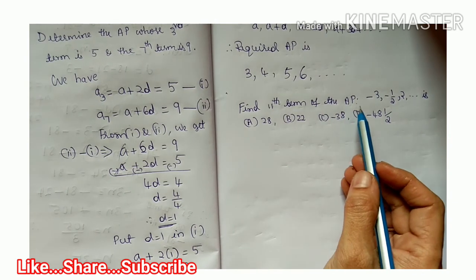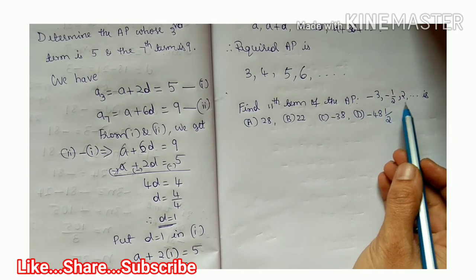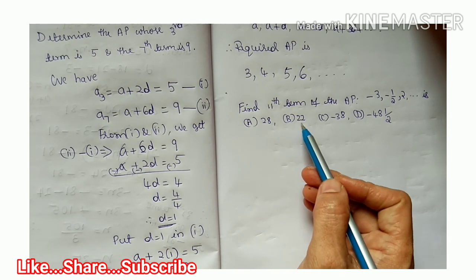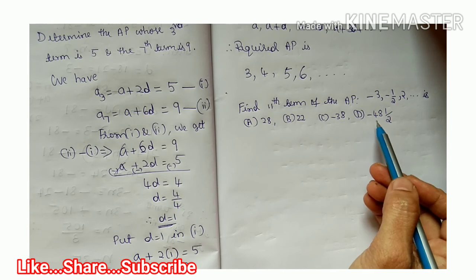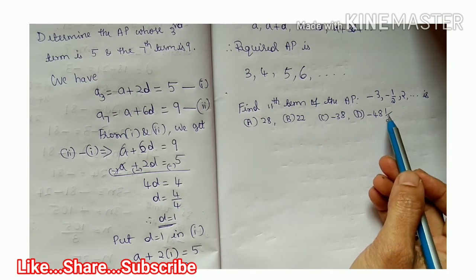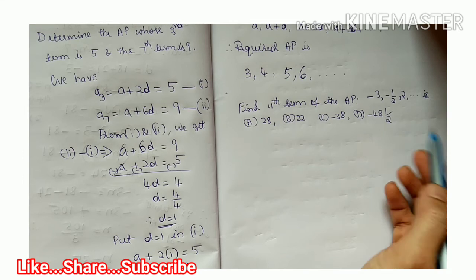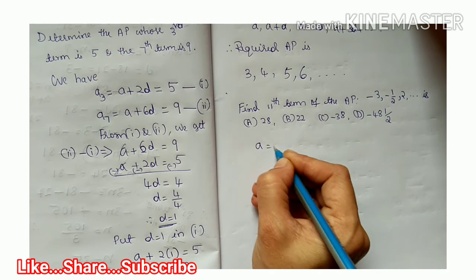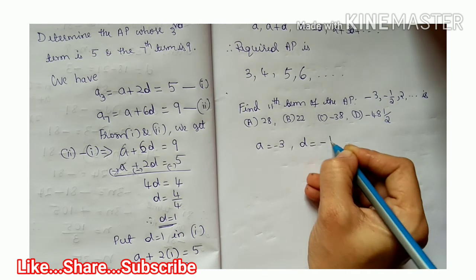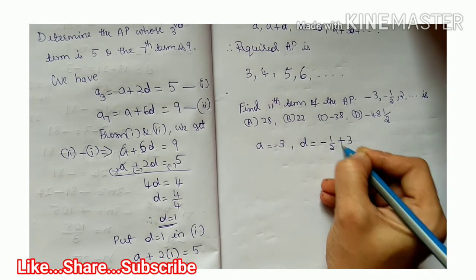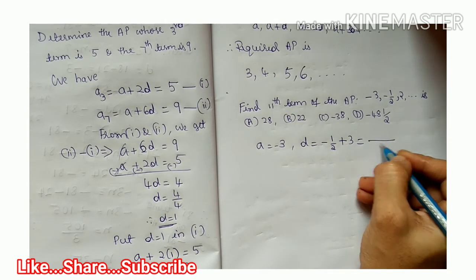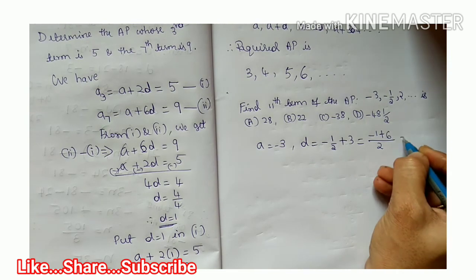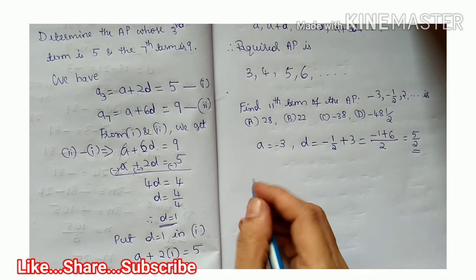Find the 11th term of the AP minus 3, minus 1 by 2, 2, and so on. Options: a is 28, b is 22, c is minus 38, d is minus 48 1 by 2. Let us solve this. Here the first term is minus 3, common difference is minus half minus of minus 3, that is, plus 5 by 2.